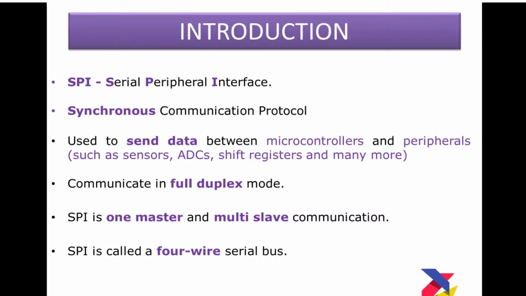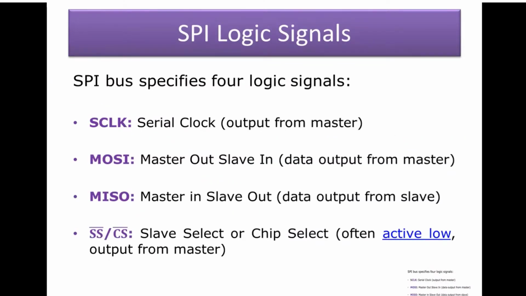SPI is also called a 4-wire serial bus. The SPI bus specifies 4 logic signals. First one is SCLK, that is serial clock, generated by the master, output from the master. Second one is MOSI, master output, slave input. So the data is output from the master. Third one is MISO, master input, slave output. Here the slave sends data to the master. Data output from slave. Last signal is slave select, represented by SS, or it can be represented by CS, meaning chip select. Both are active low signals, and output from the master.